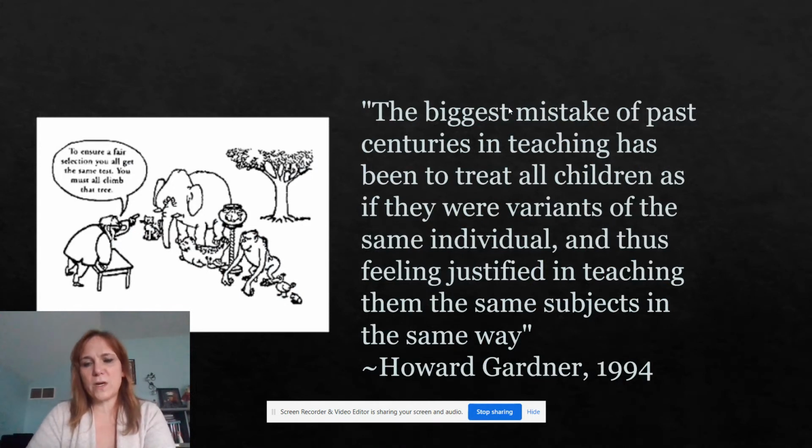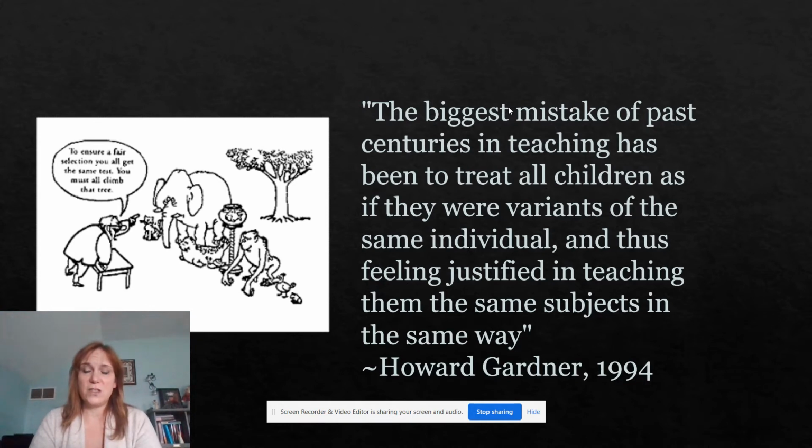Howard Gardner in 1994 said the biggest mistake of past centuries in teaching has been to treat all children as if they were variants of the same individual, and thus feeling justified in teaching them the same subjects in the same way. And that truly refers to assessments. Now, we want those common assessments as far as their learning standards, but the assessments they take can be varied to master or demonstrate skills and mastery of those learning targets.